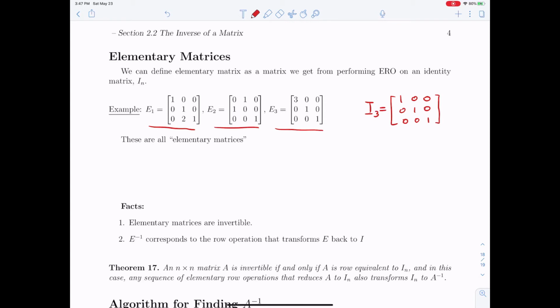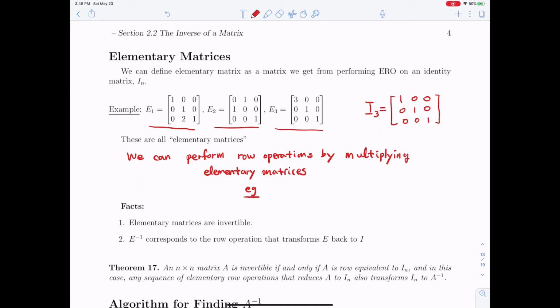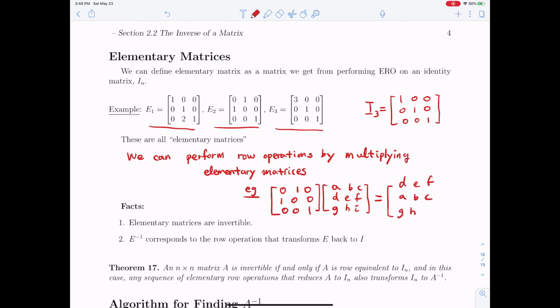And this is because we can perform row operations by multiplying these elementary matrices. So for example, if you multiply E2 into an arbitrary 3 by 3 matrix, so let's say you're multiplying this into the matrix with rows A, B, C, D, E, F, and G, H, I, then the resulting matrix is D, E, F, A, B, C, and G, H, I.